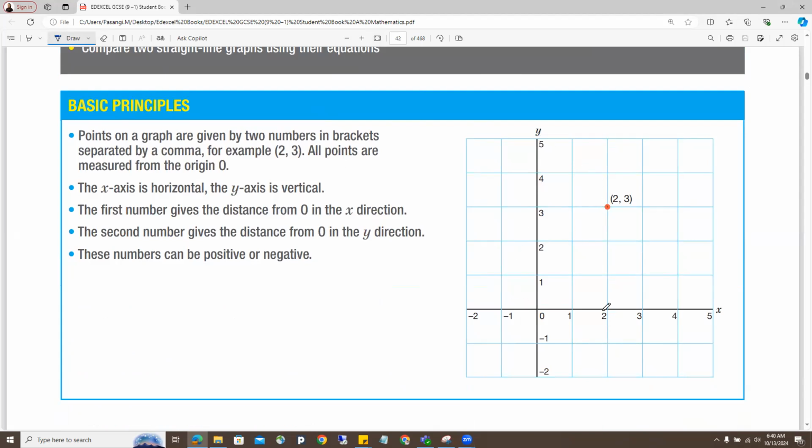So for this kind of graph, what do we call it? We give this kind of plane a special name. Do you know that one? For the entire plane, we call it a Cartesian plane. Have you heard that word? Cartesian plane. For these kinds of graphs, we call it a Cartesian plane.